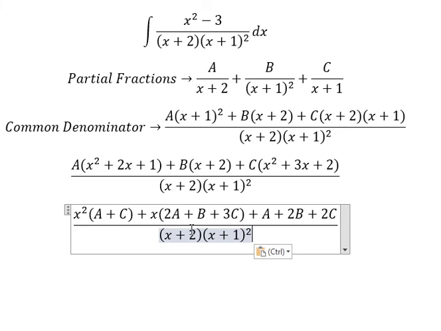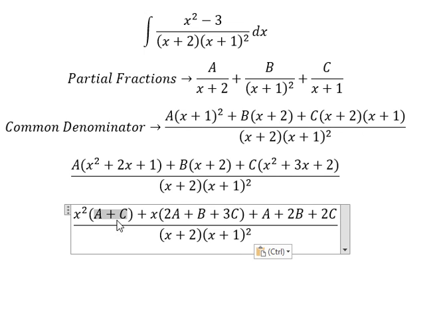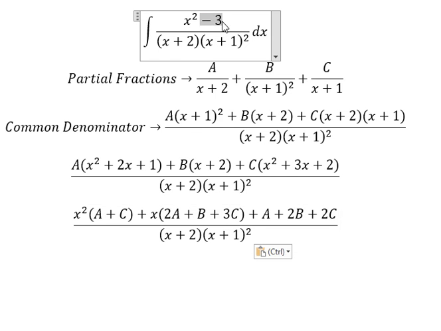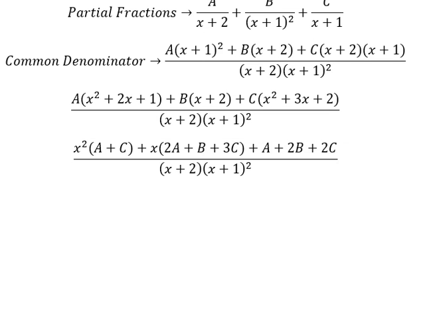Now we need to compare coefficients. The coefficient of x squared is 1, so A plus C equals 1. We don't have x, so that means this equals 0. And this is for the constant: A plus 2A plus 2B plus 2C equals negative 3. Now we need to create the system of equations.